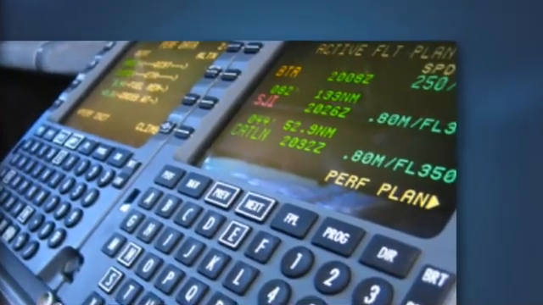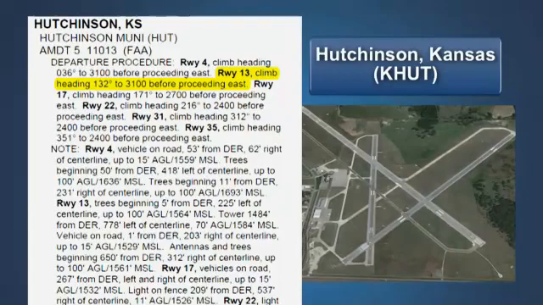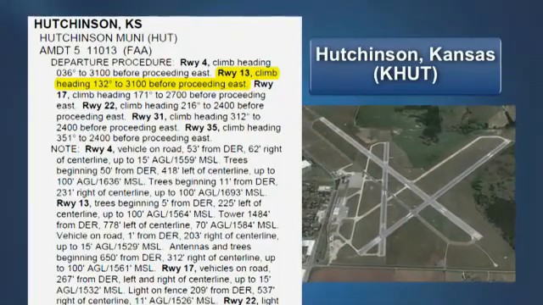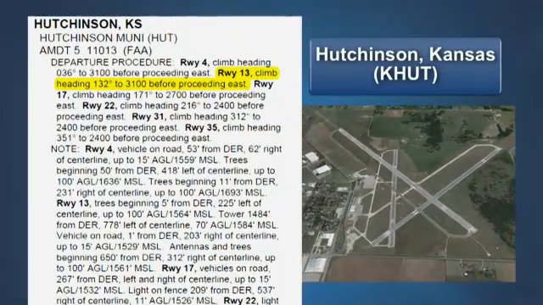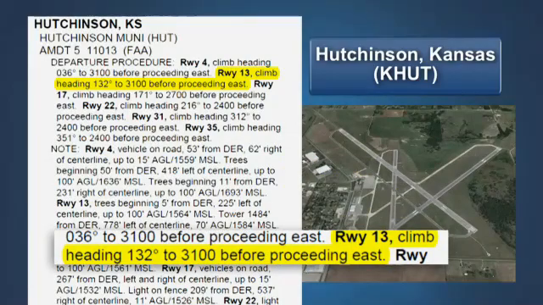If the pilot enters the climb gradient requirement published on an IFR departure procedure, the results may be misleading. Hutchinson, Kansas runway 13 has a very simple obstacle departure procedure. Climb heading 132, which is the runway heading, to 3,100 feet MSL, before proceeding east. Since no climb gradient is published for this runway, the standard 200 foot per nautical mile requirement is assumed.